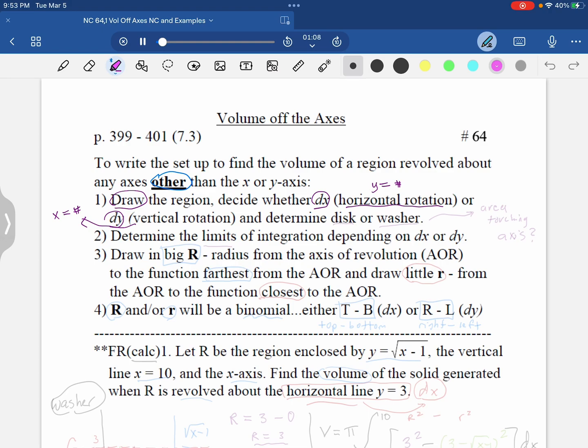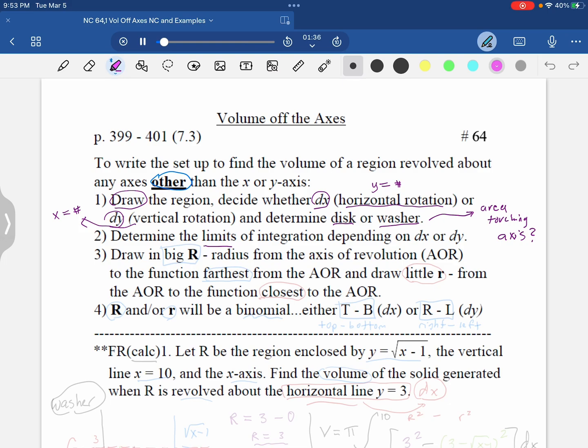And then determine whether we're going to be doing disc method or washer method. That basically has to do with whether the area is flush up against or touching the axis the whole time. That'll determine whether or not there's a hole in the middle or if it's a solid shape. We're then going to, as always, do the limits of integration, either based on the directions or the intersection points.